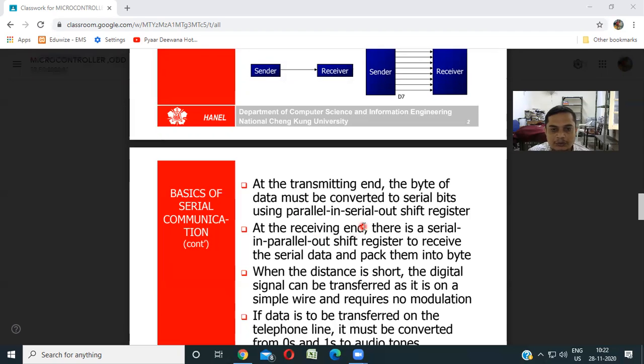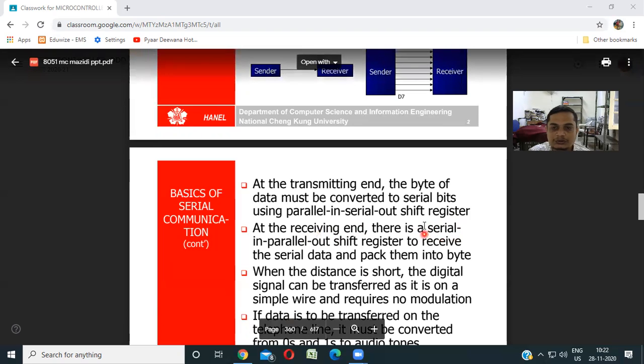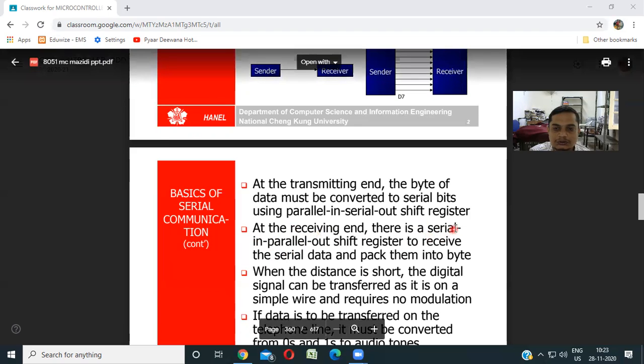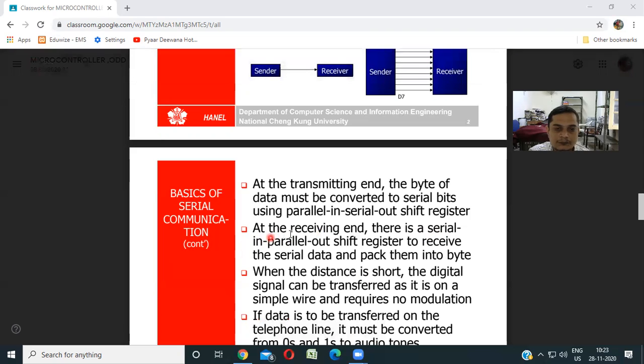Between the transmitter and receiver, the data is sent in serial, and the data bits are processed in parallel. So at the receiving end, we receive the data in serial and we have to convert it into parallel. That is called serial in and parallel out, and that is done using the register called the shift register.